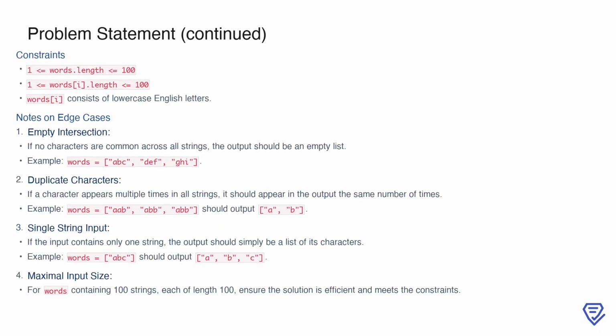Here's one more example: words equals hello, world, leetcode. The output is an empty list. This is because there are no characters that are common to all three strings. When no intersection exists between the sets of characters in the strings, the output should simply be an empty list. Additionally, the constraints for this problem specify that the input array can have up to 100 strings, and each string can be up to 100 characters long, meaning the solution must handle larger inputs efficiently.